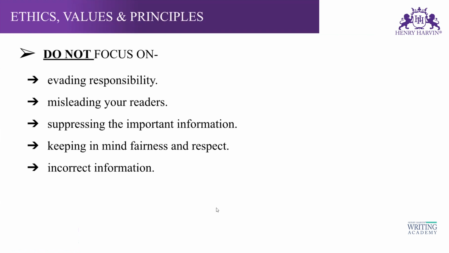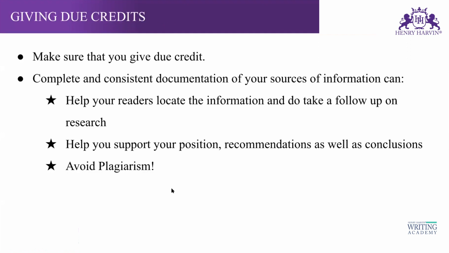Okay, incorrect information we have understood, right? So we will not provide any information which cannot be proven by facts. So that should be avoided. So these are some of the things that we need to avoid. Now the next thing it says you have to give due credit. Now how do we do that?